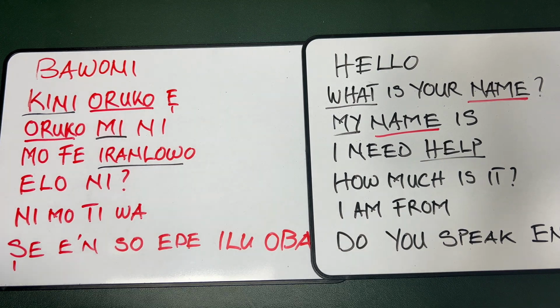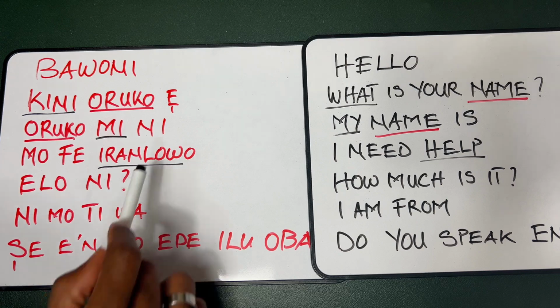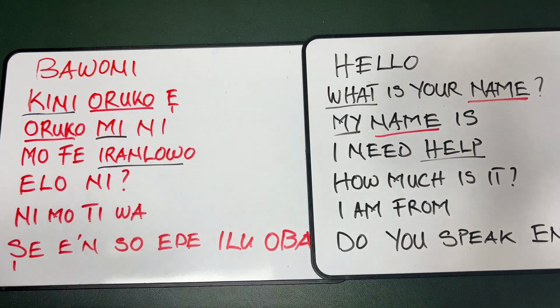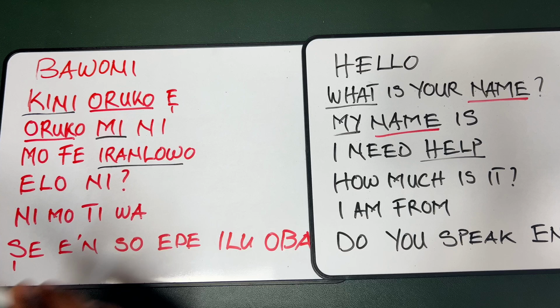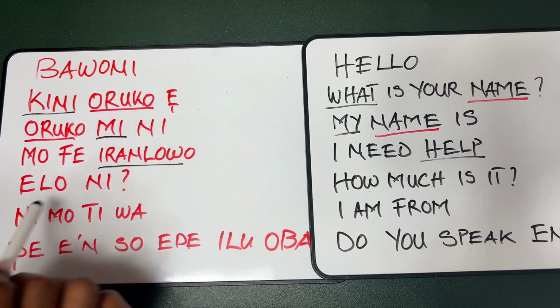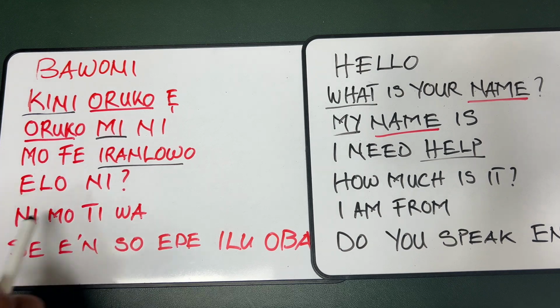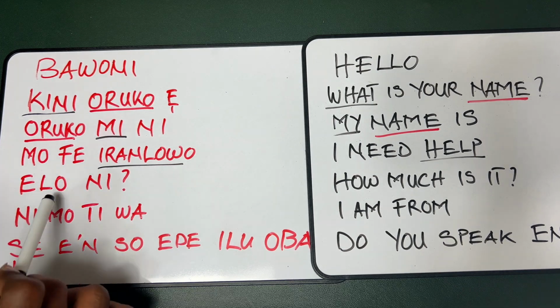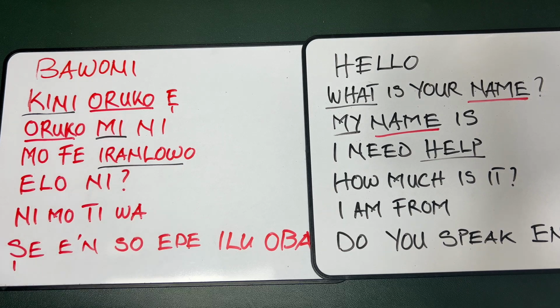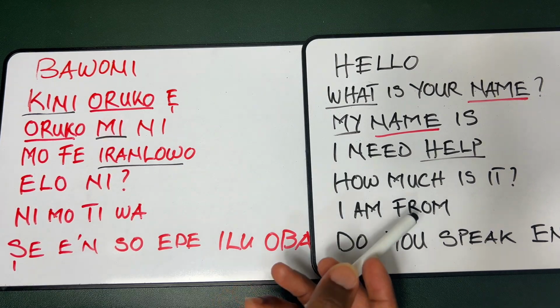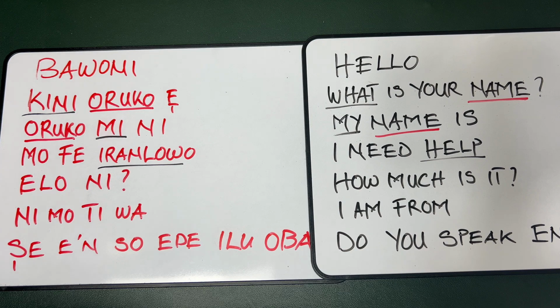much something costs, you would say èló ni. If you remember, I said ni here is. So ni here is, but this èló means how much. So this simply means how much is. So when you come to say I am from, you can say I am from Lagos.